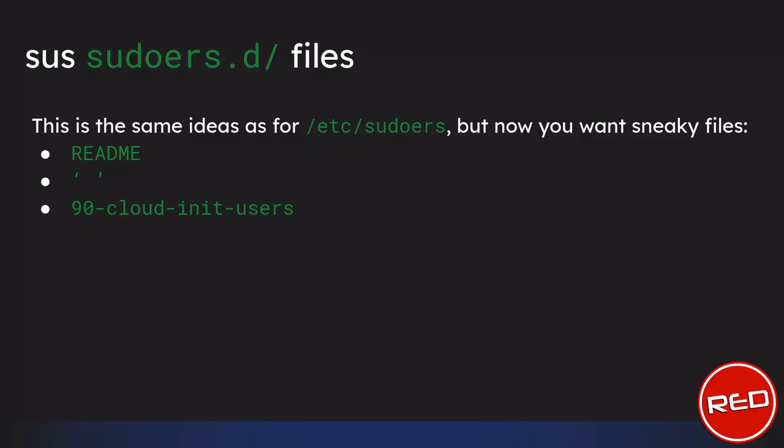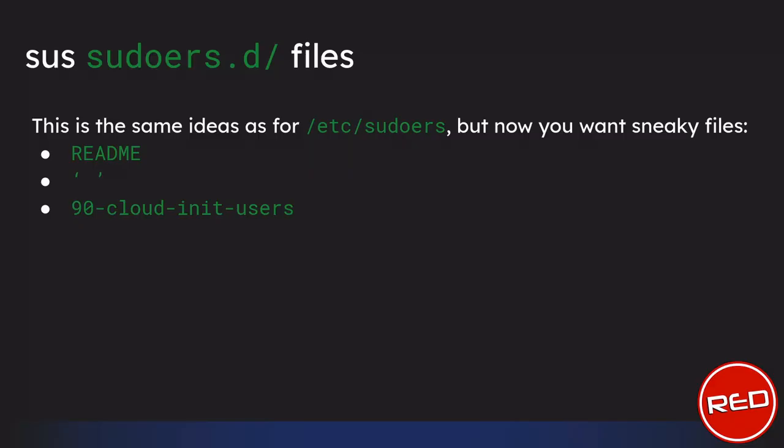But you can do some more sneaky things. For example, naming the file readme. People may think that it's just a readme file, it's not going to be malicious, and they'll ignore it. You could also just name it an empty space, which is pretty funny because then it becomes difficult to actually locate that file because it's just a space in the name. And another thing is that on cloud environments like AWS machines, you'll see this file tends to appear, 90-cloud-init-users, which is the sudo config for those cloud machines.